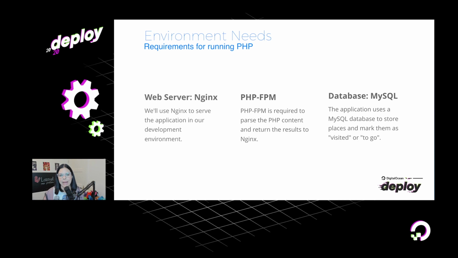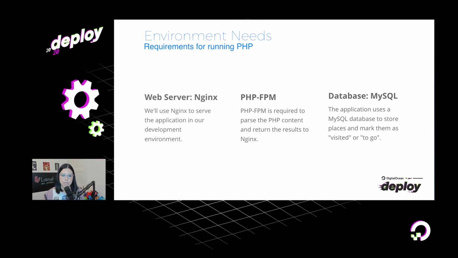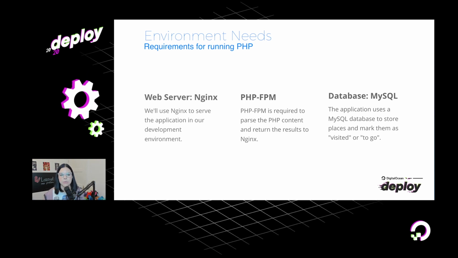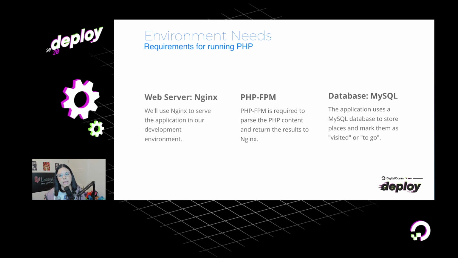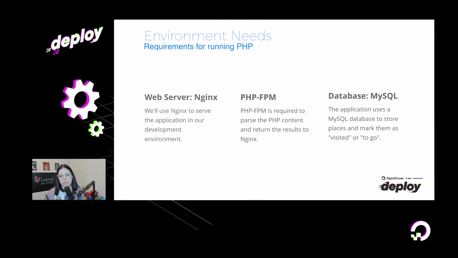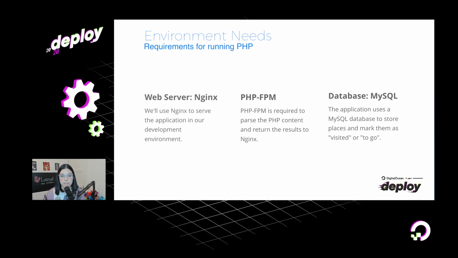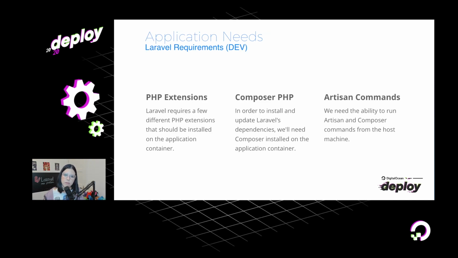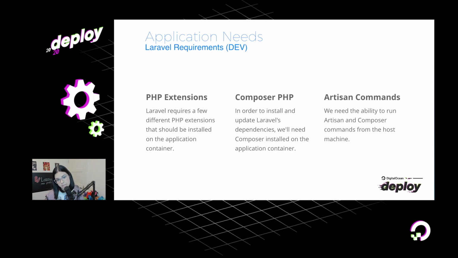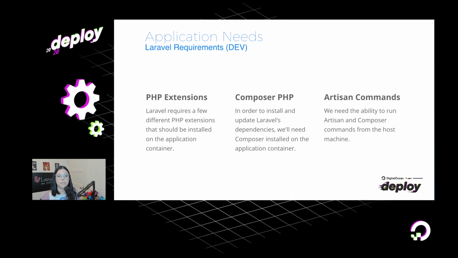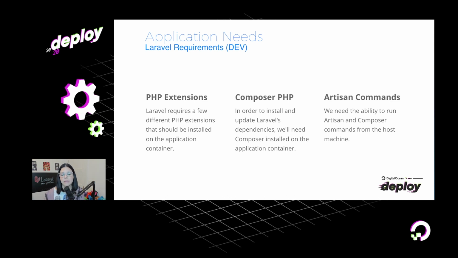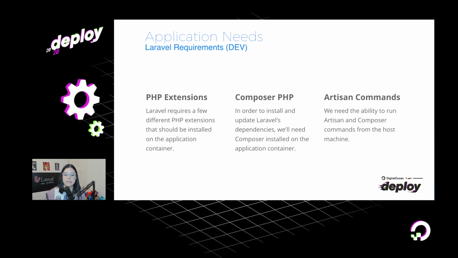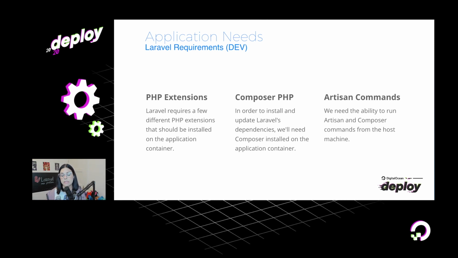So what do we need, right? First, what do we need to run PHP? We're going to need a web server. We're going to need PHP. In this case, I'm going to use Nginx and PHP-FPM. And we're also going to need MySQL for the application database. Other than that, for the Laravel application, we're going to need to install a few PHP extensions that are required by Laravel. We're also going to need the ability to run Composer and artisan commands inside the containers.